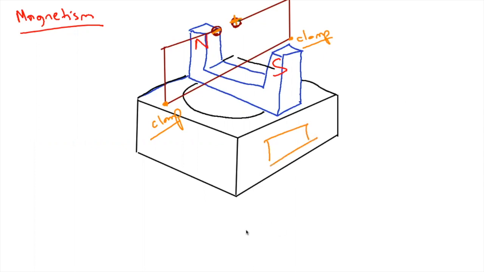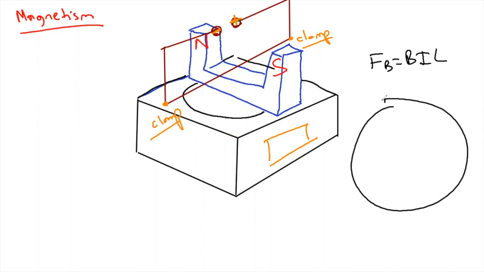Okay, so the formula I am gonna introduce you is FB is equal to BIL. Magnetic force is equal to B I L. You know what is B? B is magnetic flux density, I is the current, L. Now, this L is not this length. It is the length of, this L was 2 pi r just for the Ampere's law, right? I hope you guys remember Ampere's law.